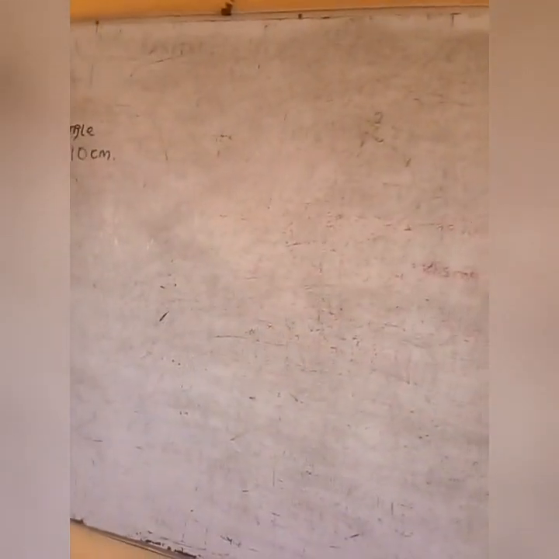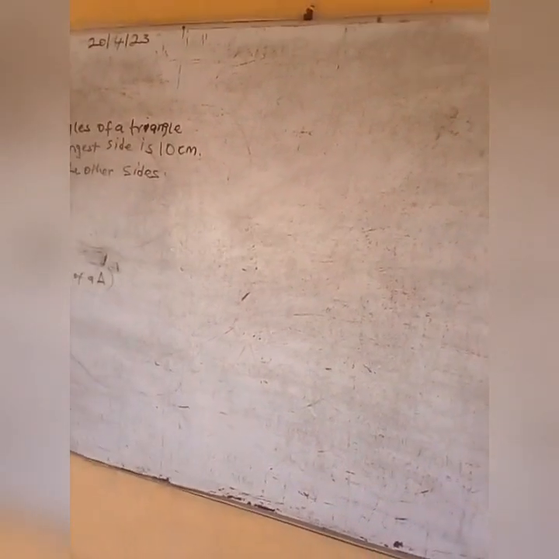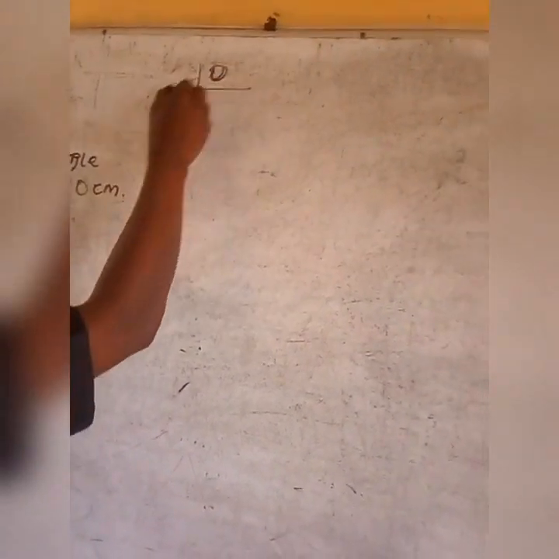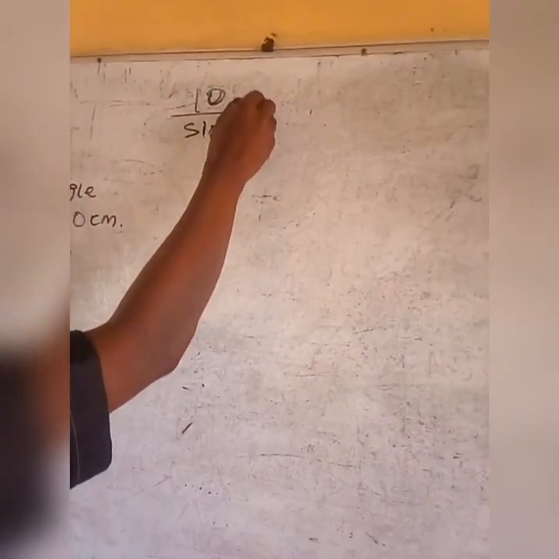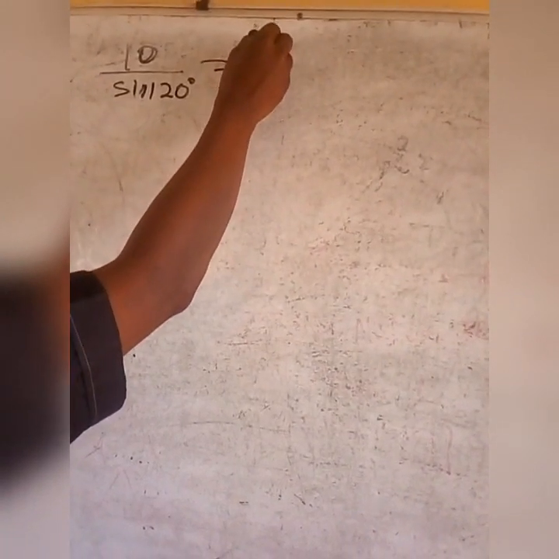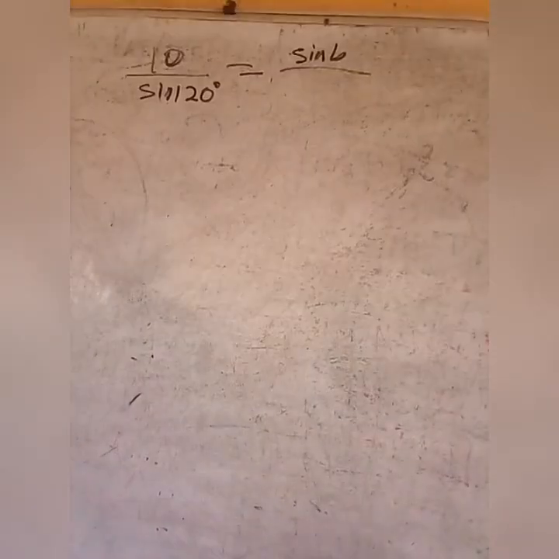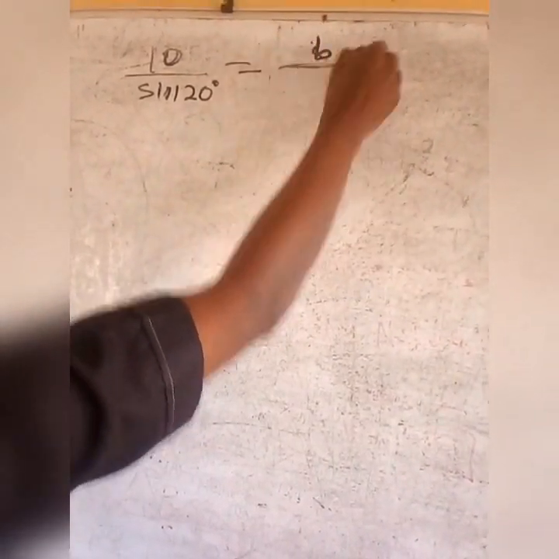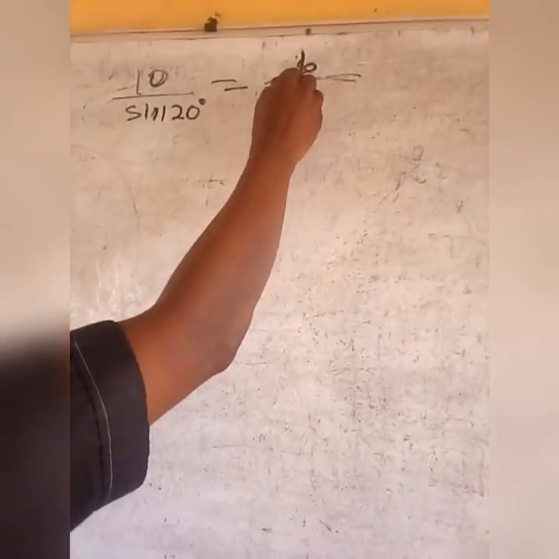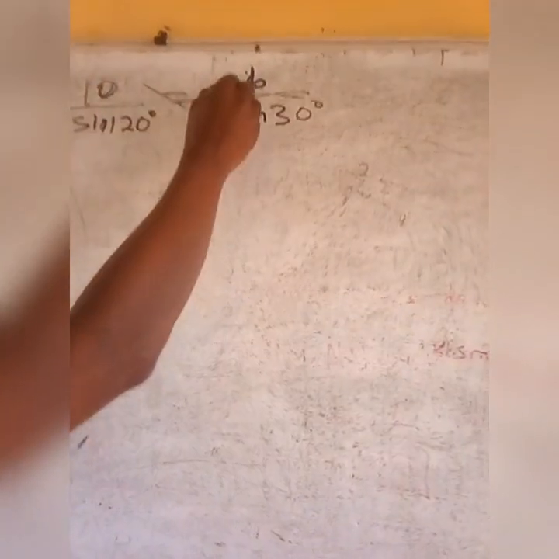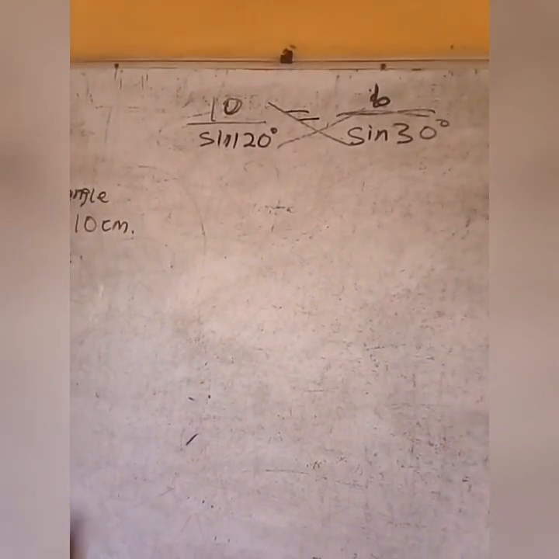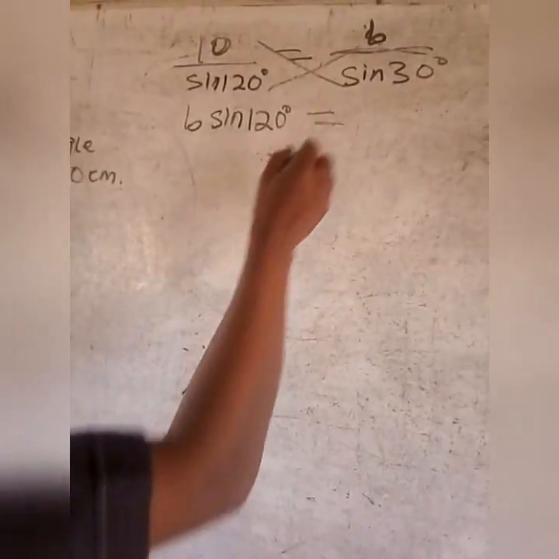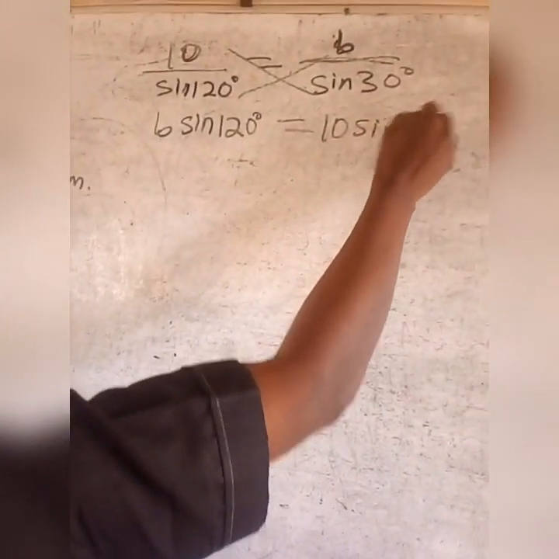So now, my intelligent students, see what we are going to do. I'm using 10 over sine 120 degrees equals that small side I'm looking for, which I can call B, over sine 30 degrees. Now I'll cross multiply. When I cross multiply, I'll have B sine 120 degrees equals 10 sine 30 degrees.